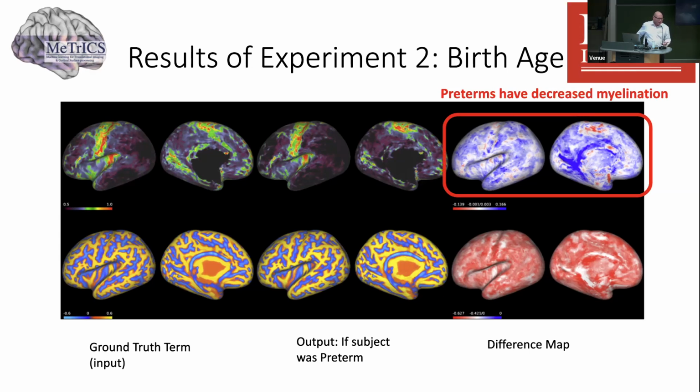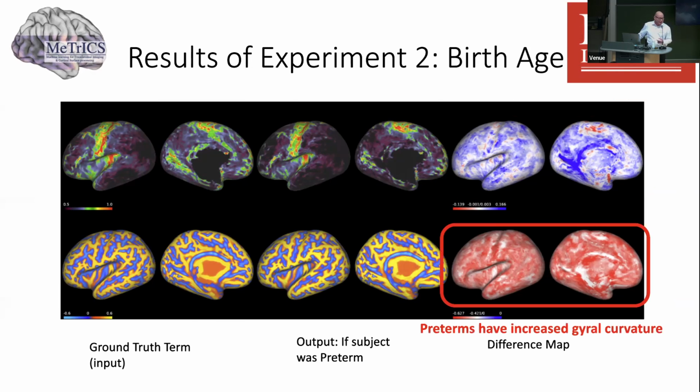Preterms have decreased myelination. So that's why that previous subject, which was born 9 weeks early, looked like he didn't have any myelin, because we know, and this is in existing research as well as the model prediction, that myelination is decreased in preterms. And my favorite result is on curvature.